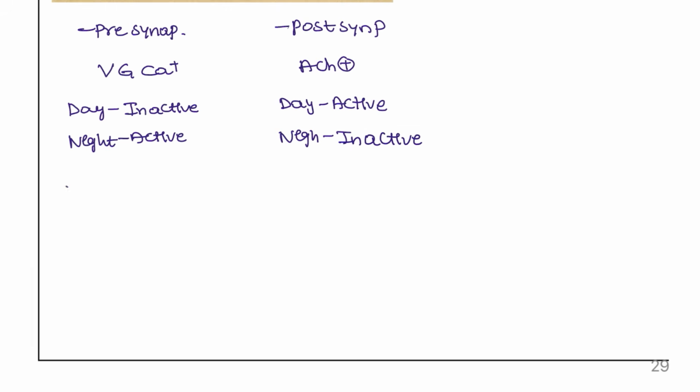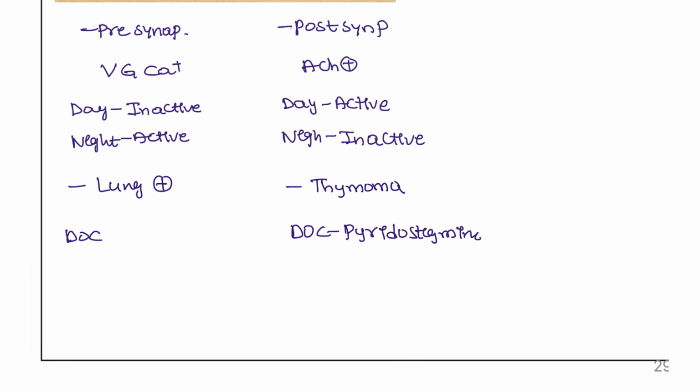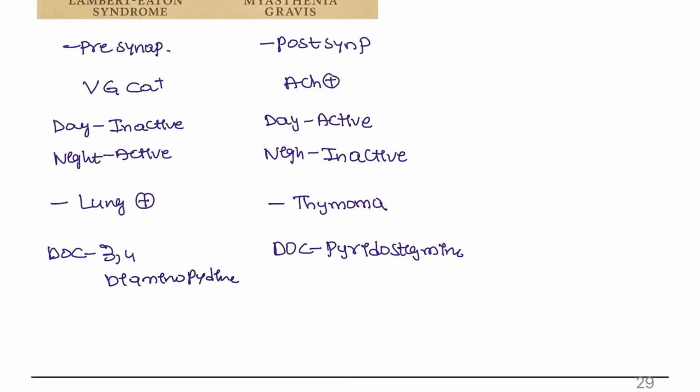Lambert-Eaton is associated with lung cancer, and myasthenia gravis is associated with thymic cancer. The drug of choice for myasthenia gravis is pyridostigmine. And the drug of choice for Lambert-Eaton is 3,4-diaminopyridine.